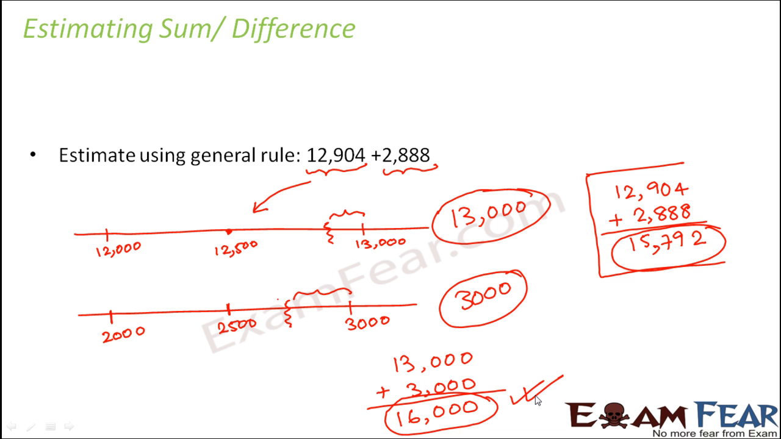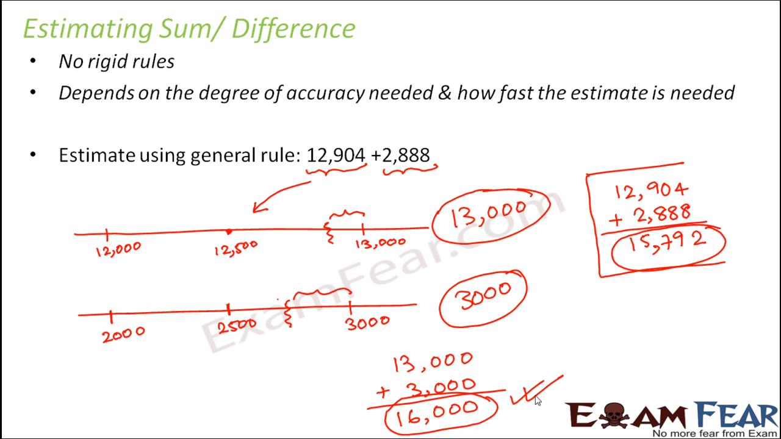Now, if you talk about the exact rules that need to be followed, there are no rigid rules as such. It depends on the degree of accuracy needed and how fast the estimate is needed. In this case, there was no hard and fast rule that I need to estimate to the nearest thousands. I could have estimated both the numbers to the nearest hundreds, or to the nearest tens. This was up to my wish, because nothing is mentioned about how I need to estimate them.